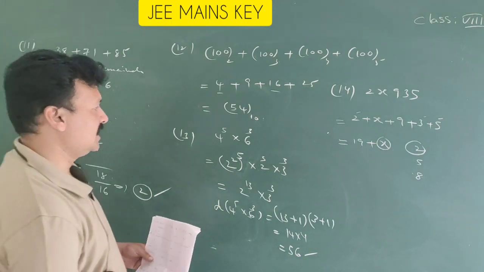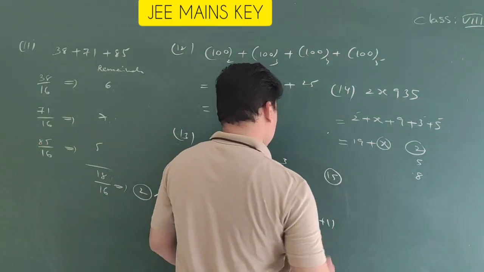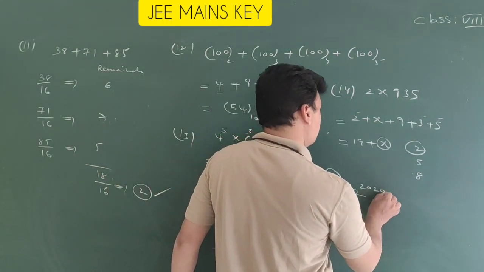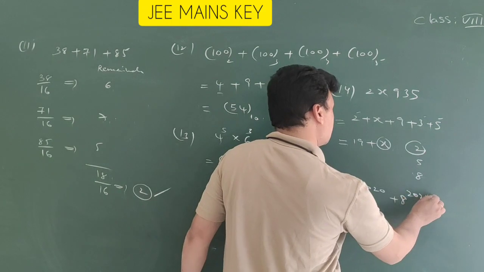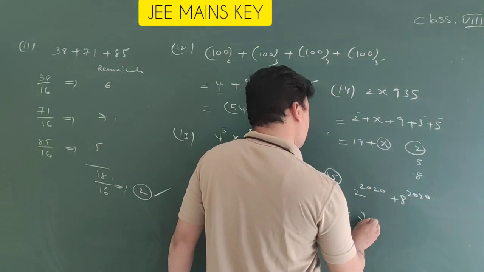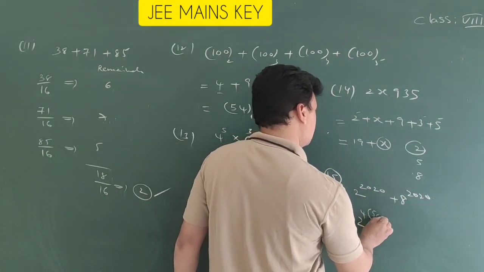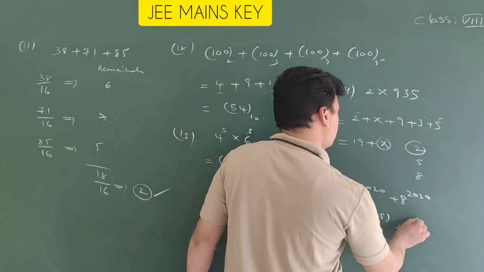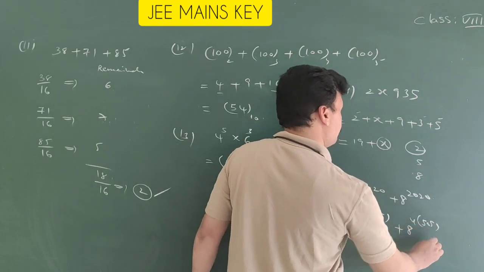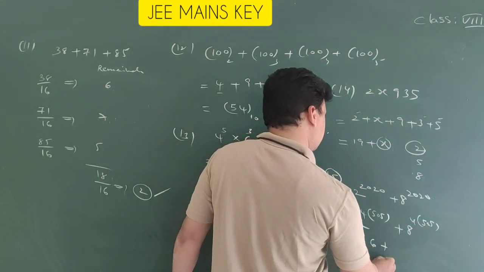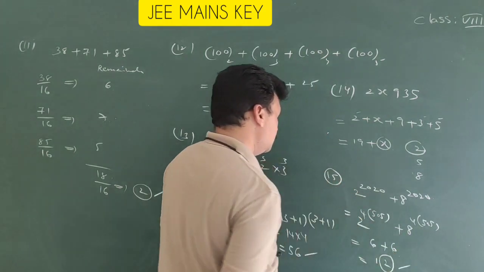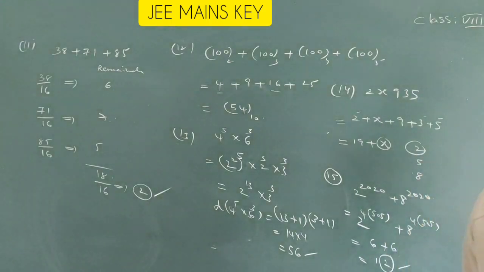Next, last one. 2 power 20 plus 8 power 20, and 2 power 4 into 505 plus 8 power 4 into 505. Multiplying, the unit digit of each is 6. Here also 6. 6 plus 6 is 12. That's why the unit digit is 2. The required unit digit is 2.